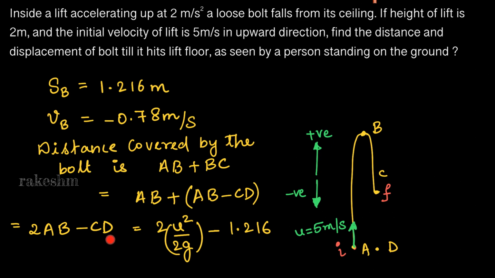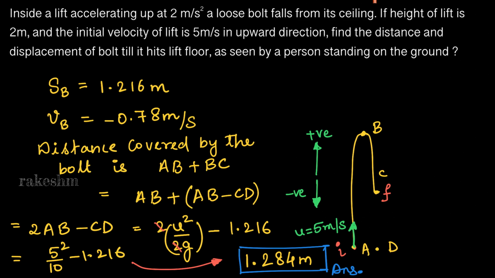And the next is CD. CD we have found out, which is nothing but the displacement, which was equal to 1.216 meters. We have got this value from the previous question. So substituting our values, u is 5, so in place of u, I have kept 5 square. g is 10. So g is 10 minus 1.216. This comes out to be 1.284, which is the answer to our question.